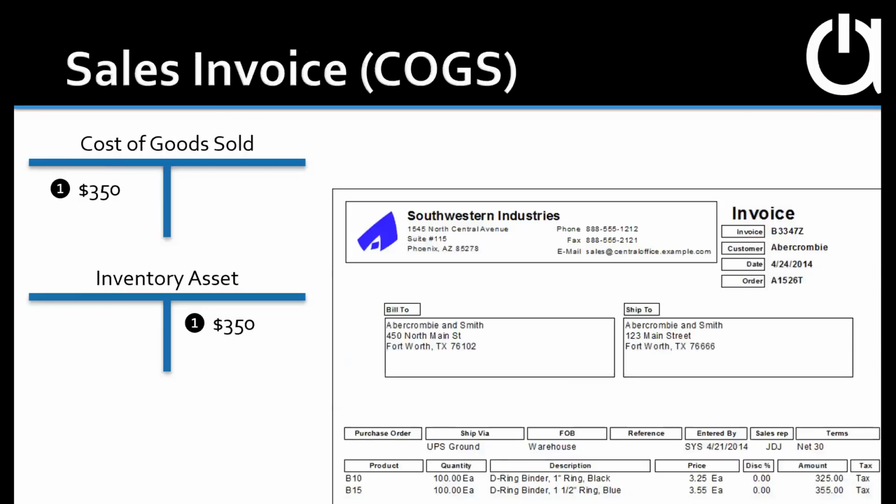So we talked about the sales invoice, the first side of it, which is the revenue. The second side of a sales invoice is cost of goods sold. It is a debit to cost of goods sold on my P&L and a credit to my inventory asset, or reducing the value of my inventory on my balance sheet.